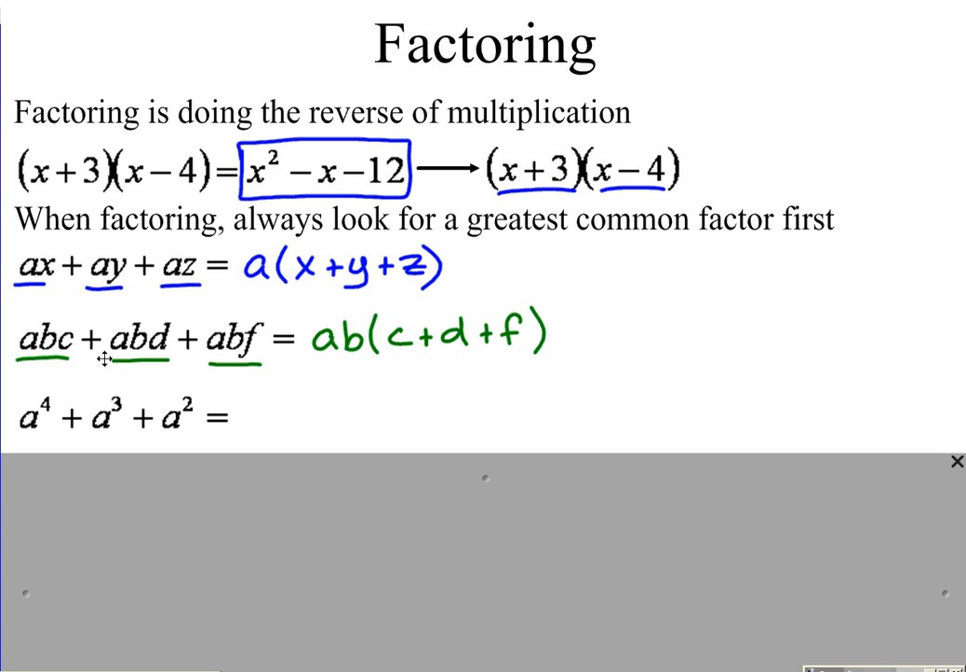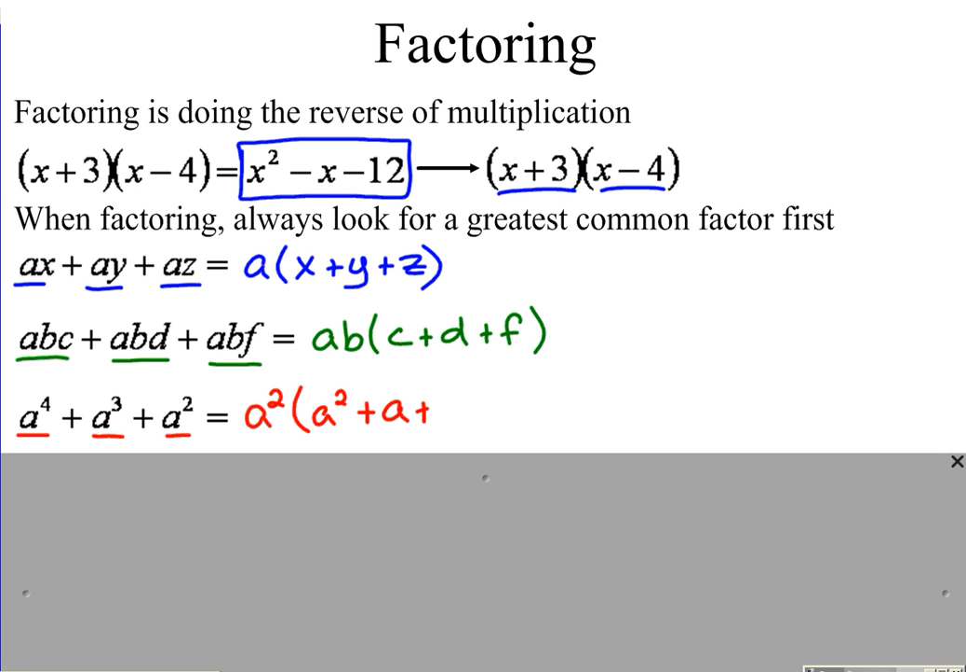Third one, a to the fourth plus a cubed plus a squared. They all have an a in common. What's the most number of a's we can take out? We're limited by that third term, which only has two of them. Take two of those a's out of those four, we're left with a squared. Take two of the a's out of those three, we're left with a.